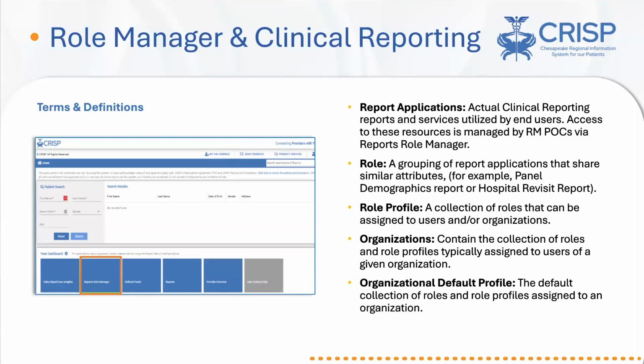Organizations is another term that you'll see within the Reports Role Manager tool. Organization contains the collection of roles and role profiles that are typically assigned to the user. At this time, since this is our initial launch, the majority of your organizations have been credentialed with the hospital revisit report. Upon request, if there's interest in the panel demographic, we can certainly assign any additional reports and access.